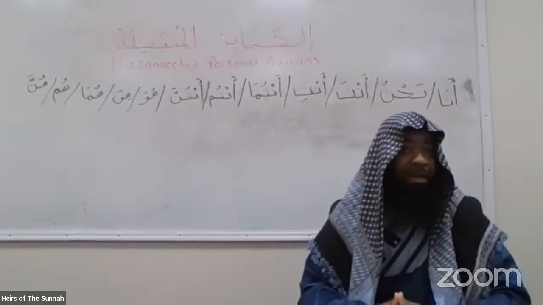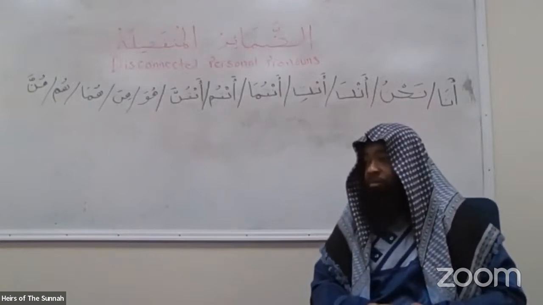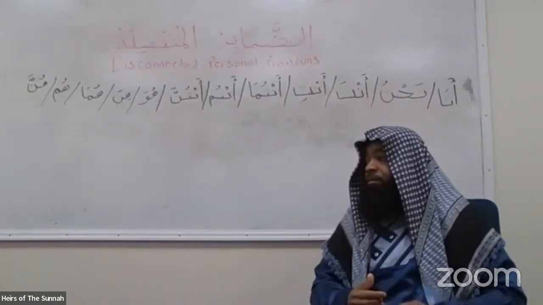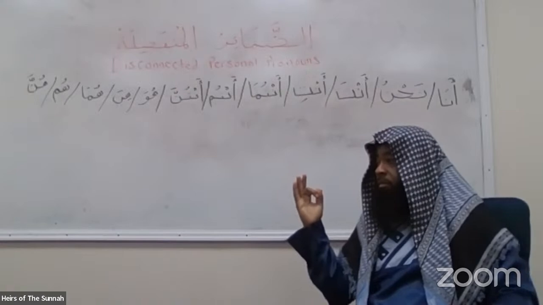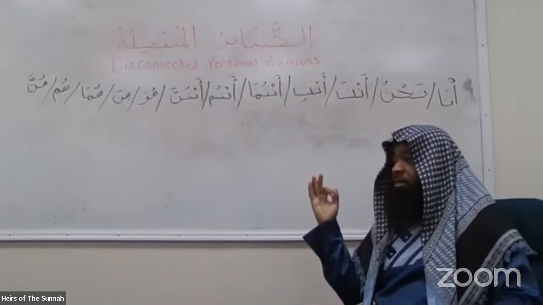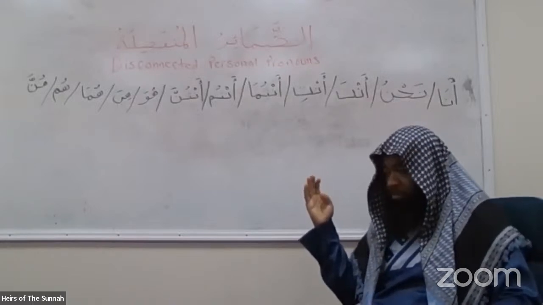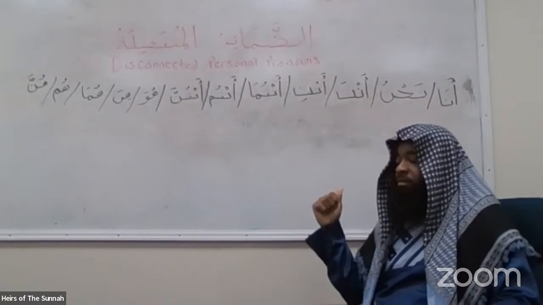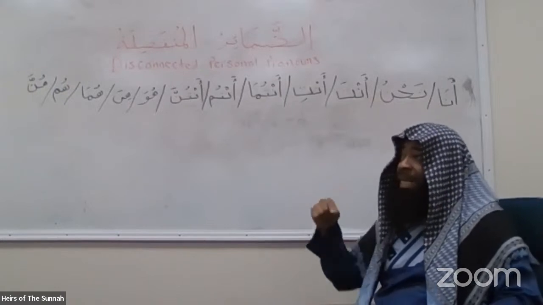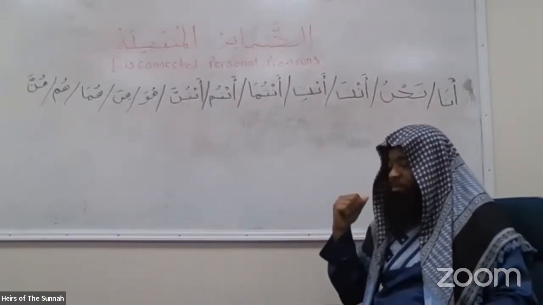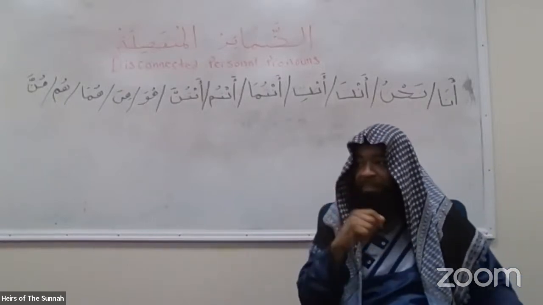We took how many consonants so far? 8. We took 8 consonants. Who knows them? Ba, ta, tha, jim, ha, kha, dal, dhal. MashaAllah. Sheikh.